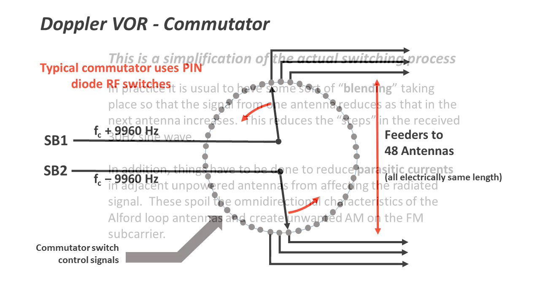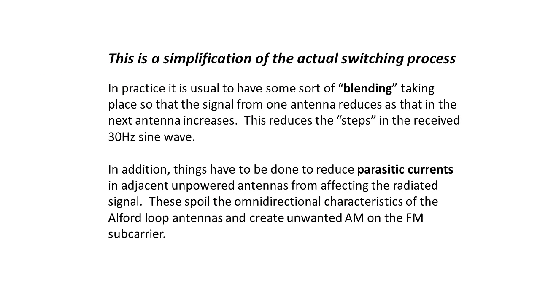This discussion of the commutator is somewhat simplified. In practice, there is usually an element of blending which occurs in the changeover between active antennas. One antenna reduces its RF output as the next one is increasing. This smooths over the steps in the Doppler FM waveform somewhat.